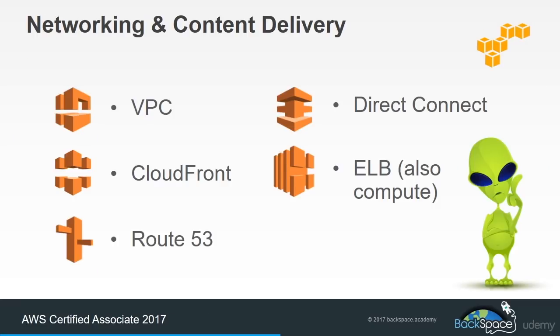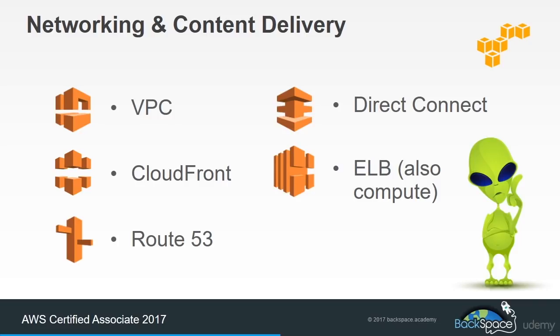So in the networking and content delivery services, the first one there is Virtual Private Cloud, or VPC for short. That is creating our own private space within the AWS network. Every account on AWS will have a default VPC already created for you, and that will be in every region. Also, you can create additional VPCs if you need them.